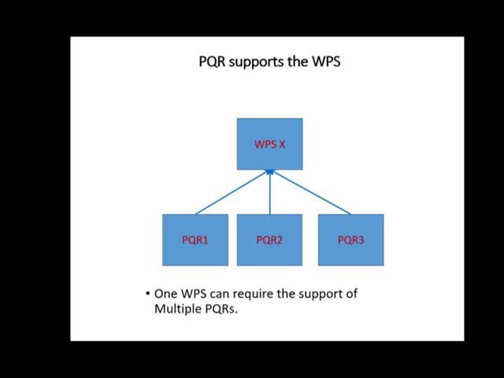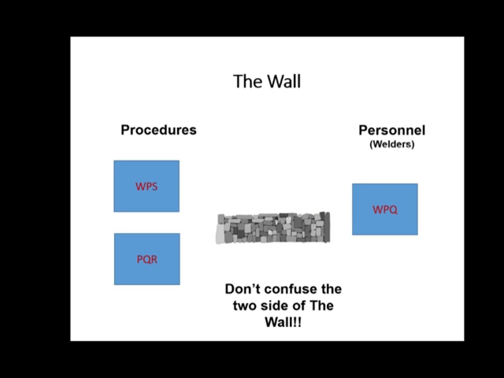So that's how you can have multiple PQRs supporting one WPS. We're going to talk about the wall between procedures and personnel. Don't confuse the 2 sides of the wall. This is a Walt Spurko thing. Walt Spurko is the president of ASME Section IX and a really intelligent individual in regards to welding codes. But this is how he describes it.